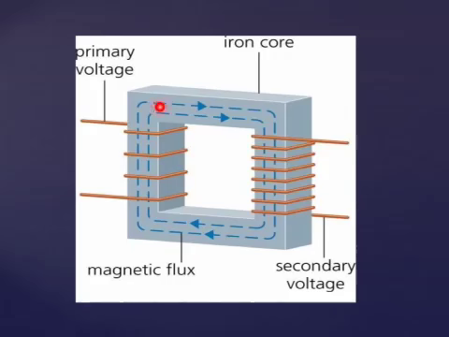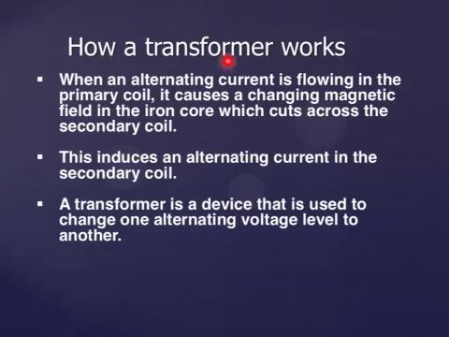Here is a more pictorial representation of a transformer. How a transformer works: when an alternating current, or AC, is flowing in the primary coil, it causes a changing magnetic field in the iron core, which cuts across the secondary coil. This induces an alternating current in the secondary coil. A transformer is a device that is used to change one alternating voltage level to another.